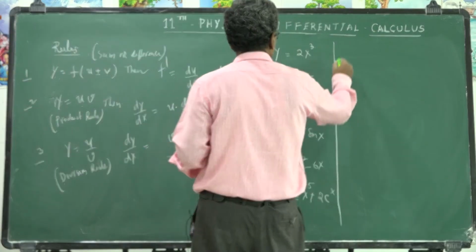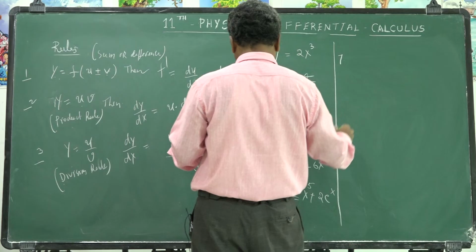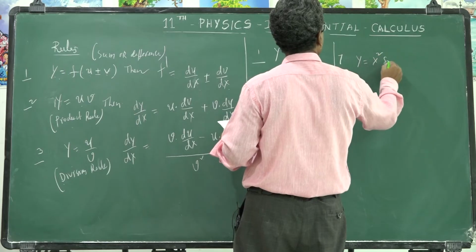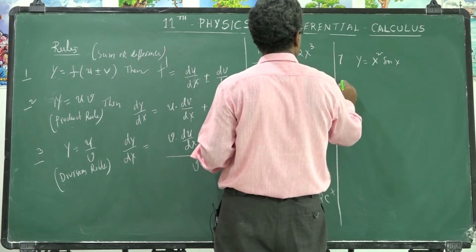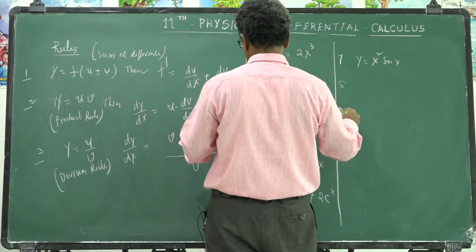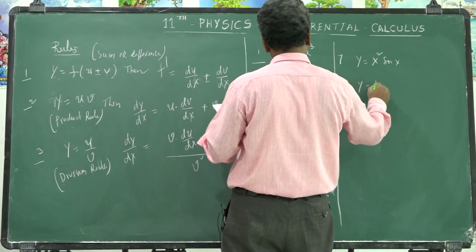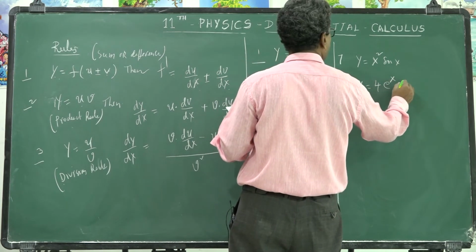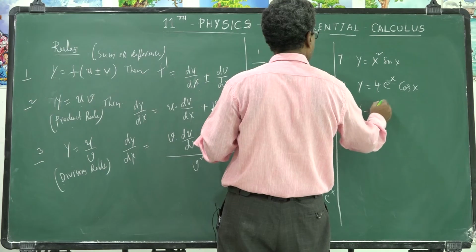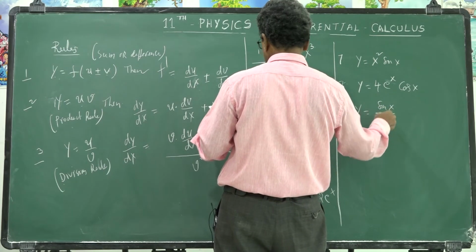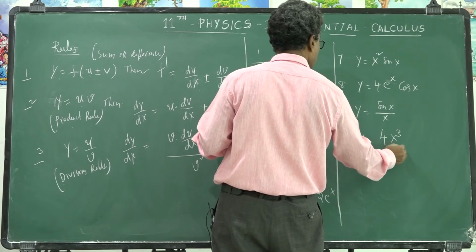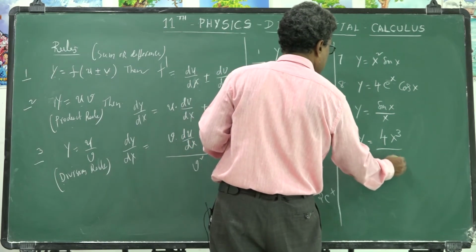Seventh one, y is equal to x square sin x. Eighth one, y is equal to 4 e to the power x cos x. Ninth one, y is equal to sin x by x. Tenth one, y is equal to 4x cube by e to the power x.